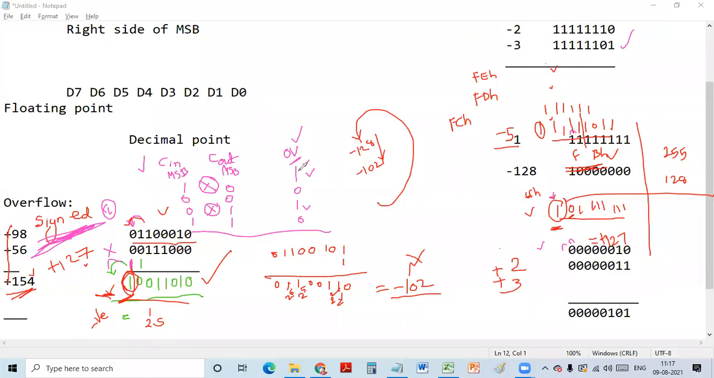But when we subtract a positive number from a negative number, it is similar to adding two negative numbers. There is a chance of getting overflow. Similarly, when you subtract a negative number from a positive number, it is similar to adding two positive numbers and there is a chance of overflow. Accordingly we have to deal with it.